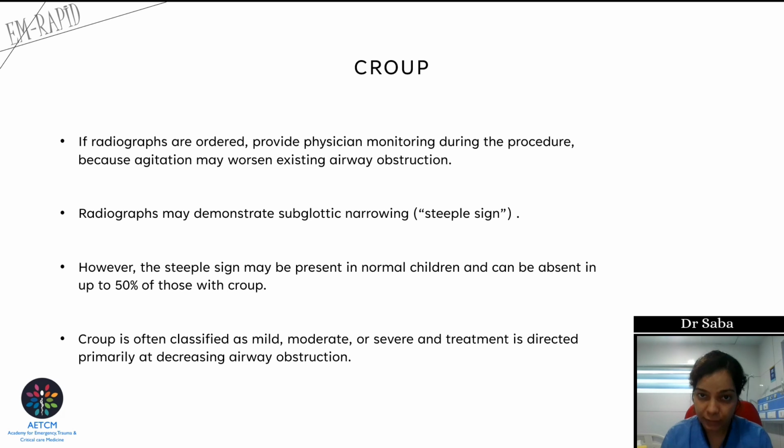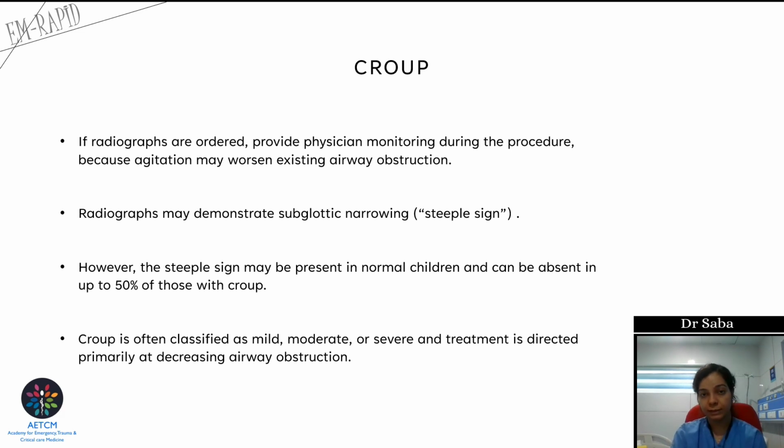It is quite classical for croup, but it is not routinely warranted to take a chest radiograph in a child wherein you're suspecting croup, because it's a clinical diagnosis. But steeple sign can also be present in normal children and also absent in 50% of the cases. So steeple sign is seen in croup, but it is not mandated that it should be seen in croup, because normal children can also have subglottic narrowing, and steeple sign can be positive.